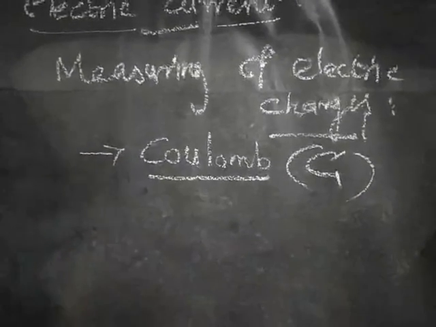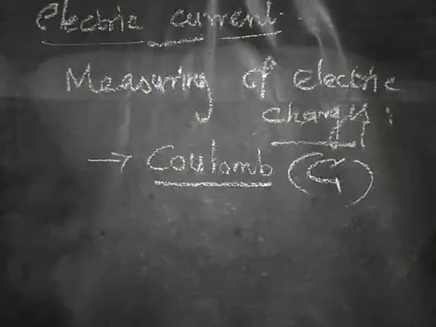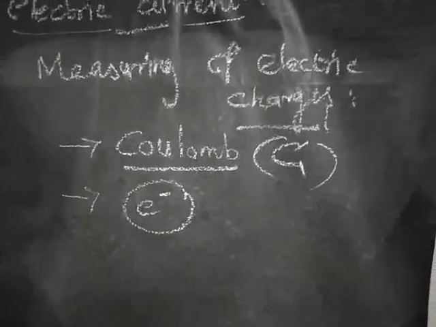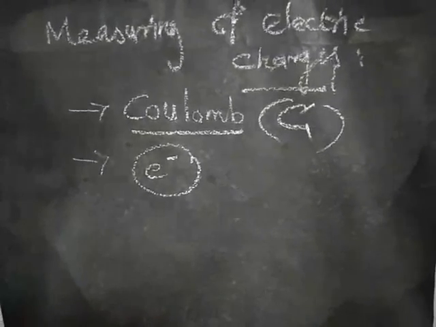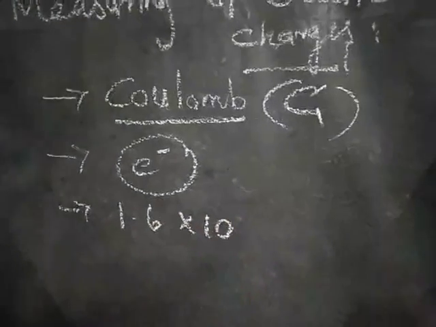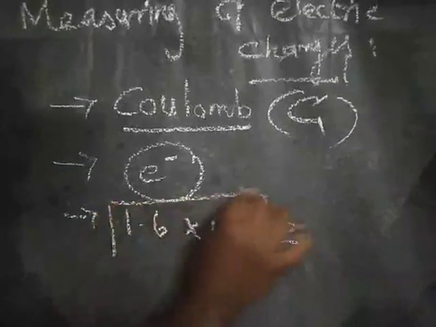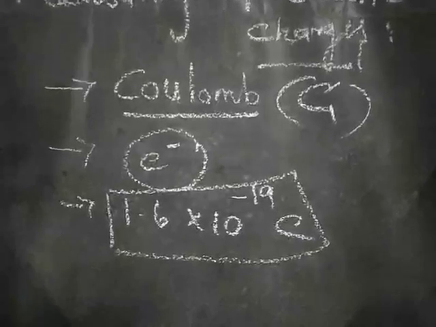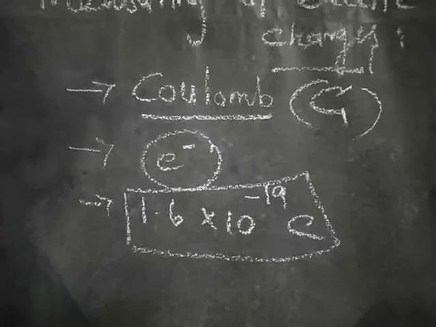C-O-U-L-O-M-B. Okay, the charge of the electron is numerically very small, and represented as e, that value is equal to 1.6 into 10 to the power of minus 19 coulomb. The charge of the electron, represented as e, has a value of 1.6 into 10 to the power of minus 19 coulomb.